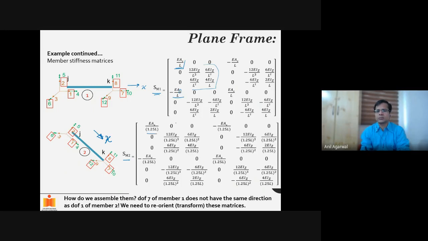Now you can see the terms are very similar except for this L value changing. So instead of L, now we will use 1.25L. The rest of it is exactly the same. So every time wherever we were using L here, we will be using 1.25L now.